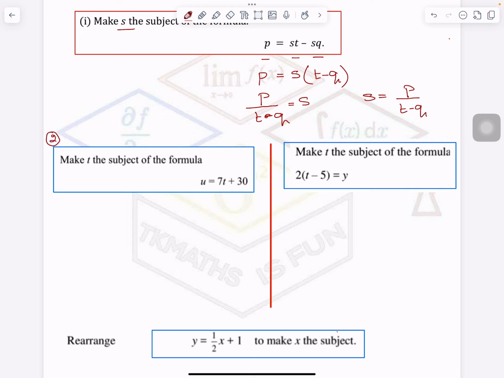Equation number 2. Now you have to make T the subject. Now T is present only in one term, so this is an easy case. In this case, you will make this term separate. So I will take 30 to the other side, so it will become U minus 30. Now why minus 30? Because right now the sign of U is plus here, right? When it goes to the other side, it will become minus. And it will be 70.